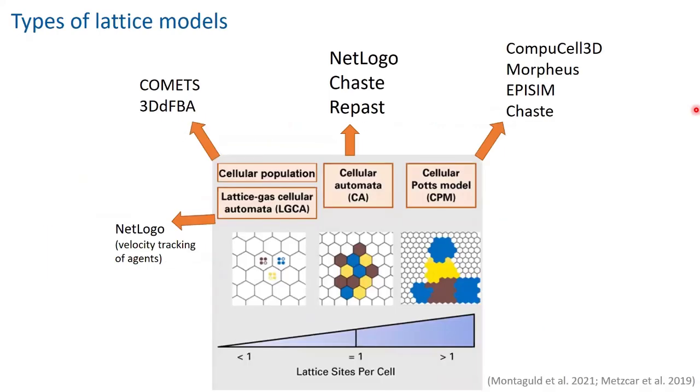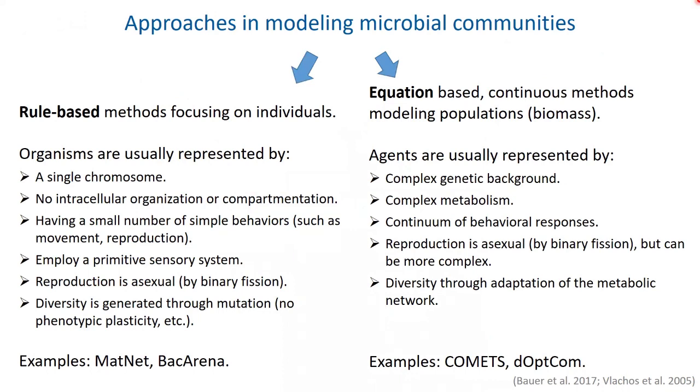And then, as I showed before, you can have the cellular automata models in which one cell occupies one location, or you can have the cellular Potts model. We are not going to talk much about this, more about the cellular population or lattice gas cellular automata models, in which one small location represents a small subpopulation, a small subset of individuals from a whole biomass or biofilm.